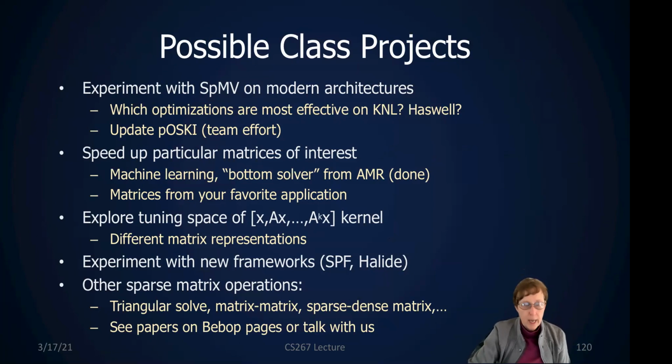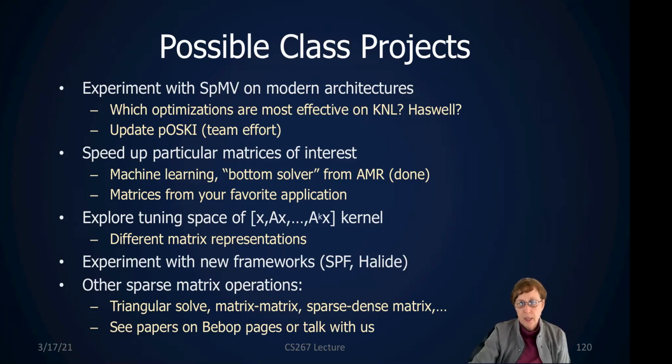But I just wanted to end by talking a little bit about other class projects. So you can certainly do a very experiment heavy final project in which you're looking at a number of different architectures and different matrices for things like SpMV. And you could possibly update Pysky, although that's a larger effort. You would definitely want a large team if you're going to do that, and you have to be comfortable modifying other people's code, but making that sort of updating that for modern systems, because we haven't really dusted it off recently. You could look at particular matrices of interest.